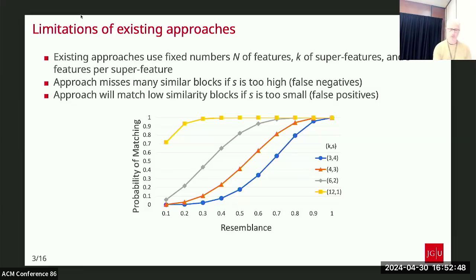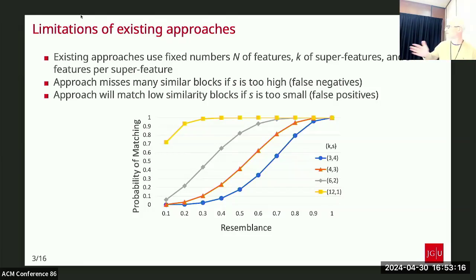This is the blue curve that you see on the right, where I have four features per super feature. What is happening is that I'm detecting nearly all of the blocks which have around 90% similarity. I'm only detecting around 50% of the blocks which have around 65% similarity, and so on. And if the similarity decreases, then of course the probability that I really find my block also decreases.